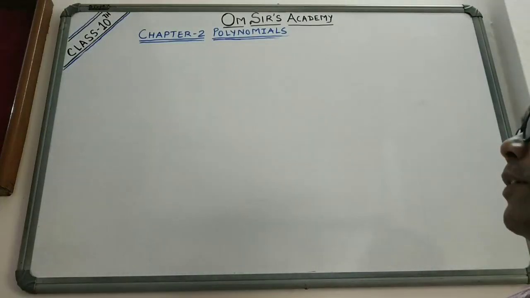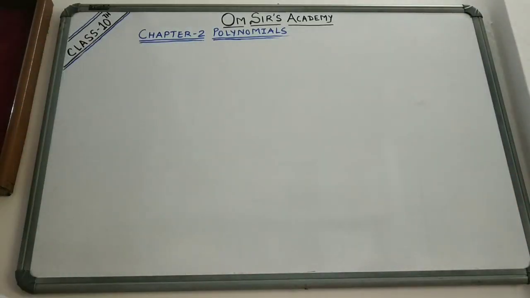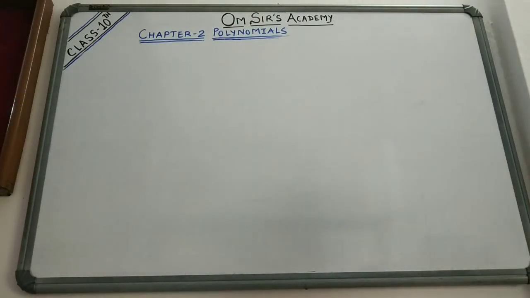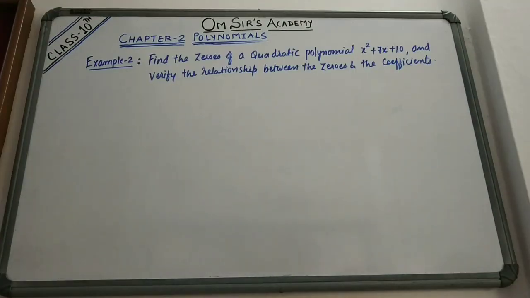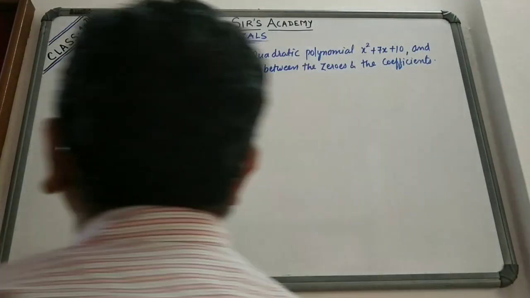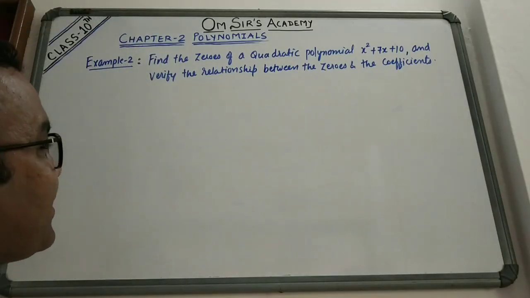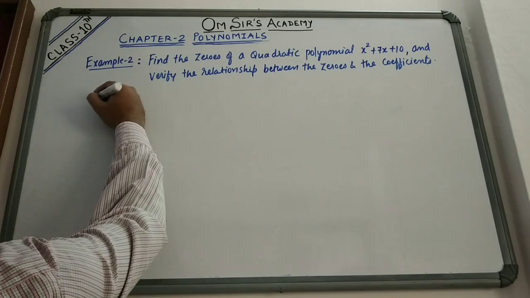Now in this topic we are going to learn textbook illustrations number 2 to 5. Okay, so let us start with illustration 2 of the textbook. So friends, what does example 2 say? Find the zeros of a quadratic polynomial x square plus 7x plus 10 and verify the relationship between the zeros and the coefficients. Right friends? So let us solve this sum.